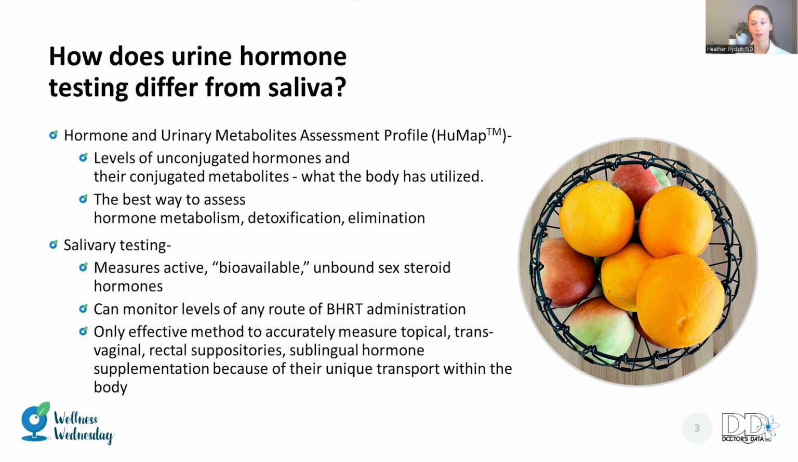Saliva represents the biologically active levels of hormones in the tissues. And also note that it's not clear how levels of urine hormones and metabolites relate to biologically active levels in breast tissue.